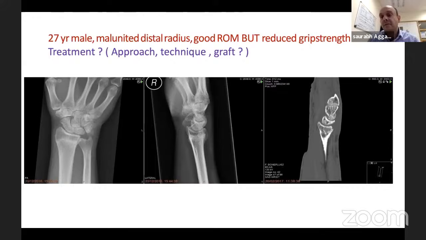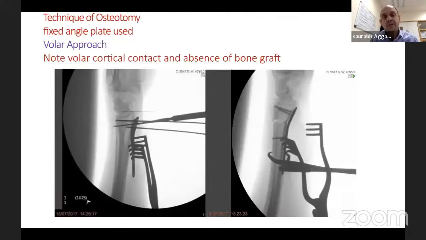So young man, fit and healthy, lots of demands on his wrist. So first thing, treatment, yes, he needs surgery. Approach, let's see what we did. So we saw a dorsal approach for a dorsal malunion in the first lady. In this case, I decided to do a volar approach, and I'll tell you why in a minute. So if I take you through the II images, you can see plate is on the volar surface. So we did a volar approach.